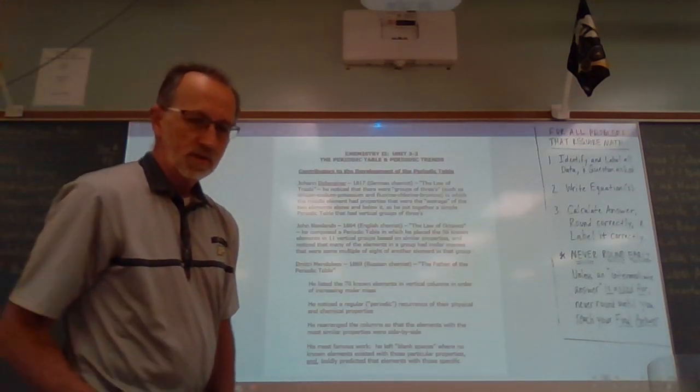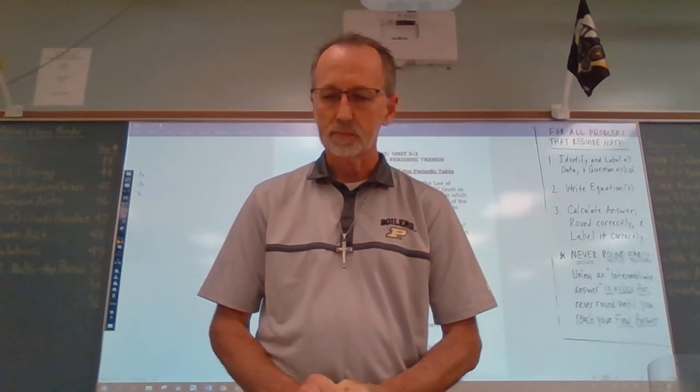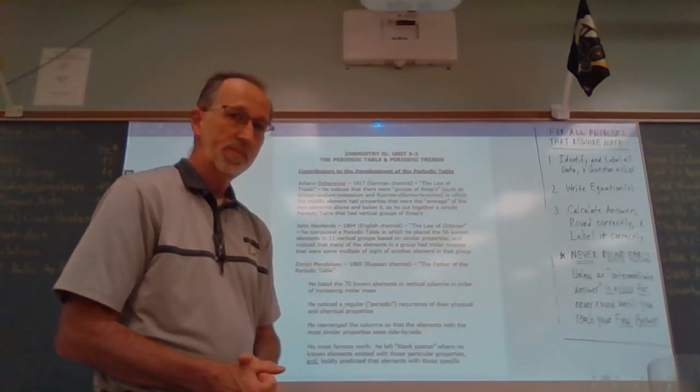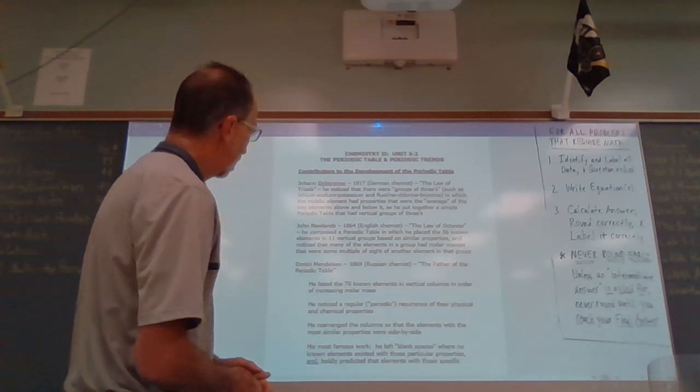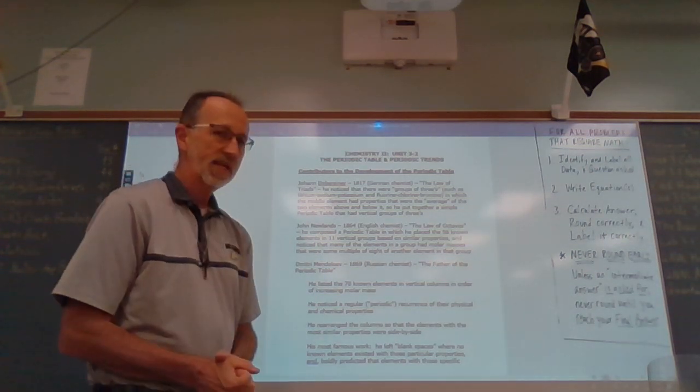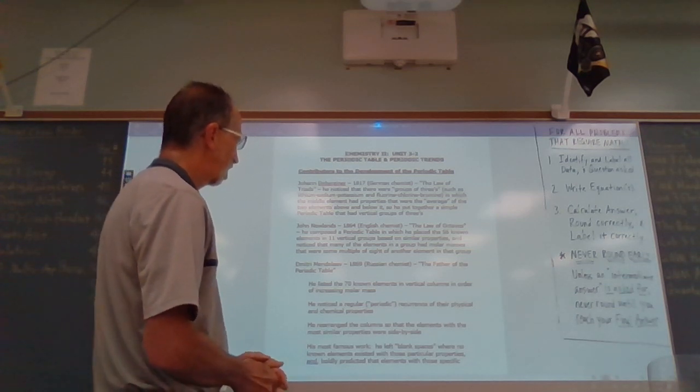All right, so I wanted to give you a brief history of the periodic table. You might want to get it out. We're going to be looking at it here in just a little bit. So the first person who really put together a chart of the elements was a German by the name of Johann Dobereiner. This was done in 1817. He called his chart the law of triads.